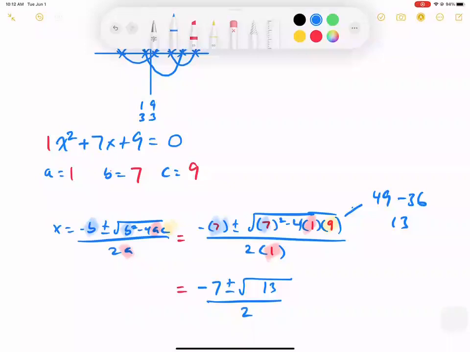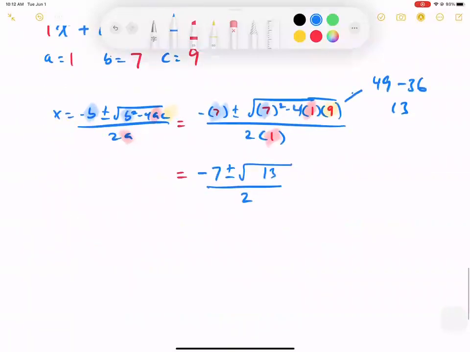Now we can plug this into our calculator. Now what calculator answers are we going to have? Negative 7 plus square root of 13. Don't forget to divide by 2. And negative 7 minus square root of 13. Oops, all divided by 2.